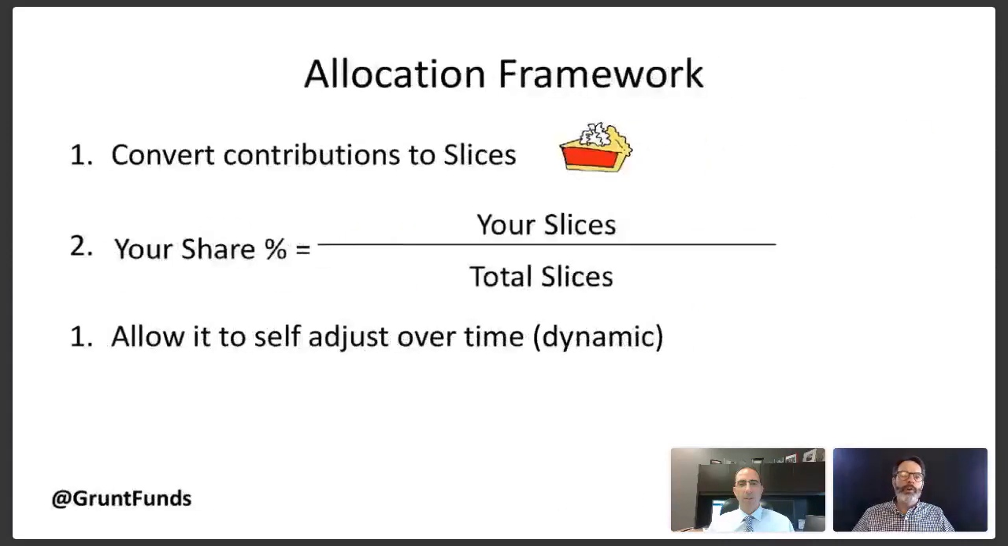So the way it works is you convert your contributions to slices. You take the fair market value and convert them to slices. And at any given time, or at break even, when the pie stops changing, your share equals your slices over the total slices. Just like in blackjack, it was your 3 chips divided by 4 chips, and my 1 chip divided by 4 chips. And it'll self-adjust over time to keep it fair.